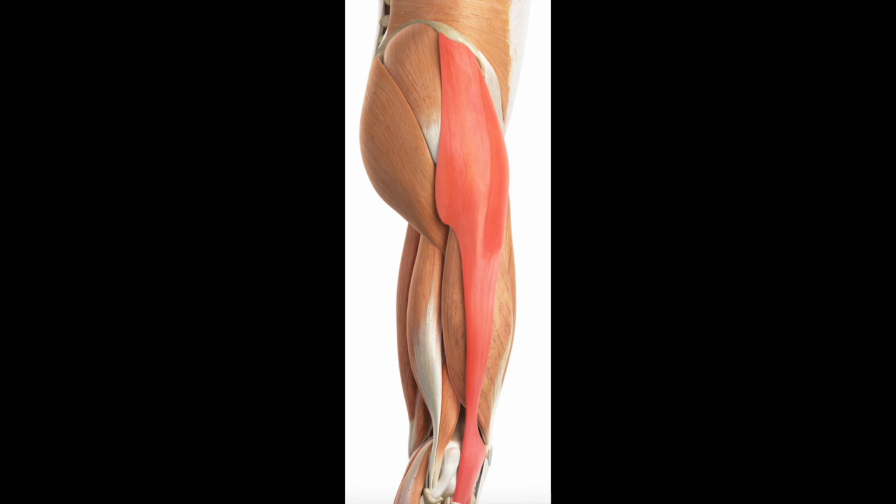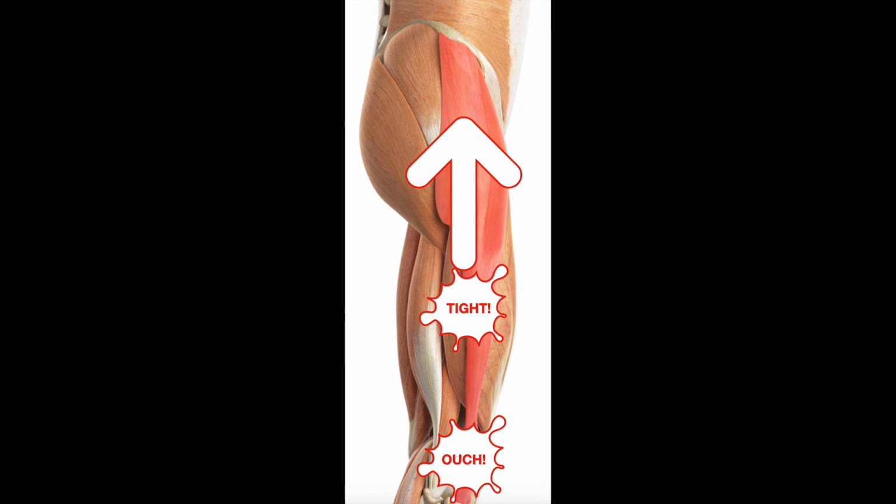Pain from IT band syndrome is felt on the outside of the knee. It can result in a tight feeling up the side of the leg and into the glutes. Swelling may be present on the outside of the knee, and pain typically gets worse with activity.